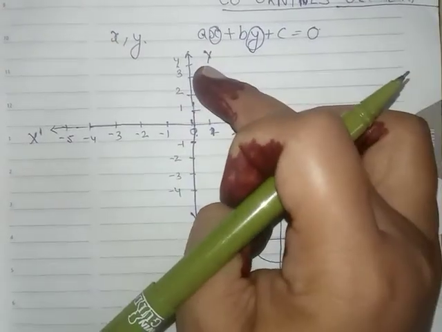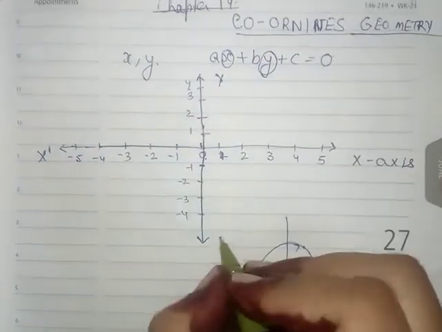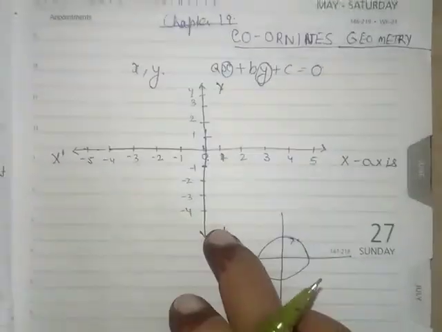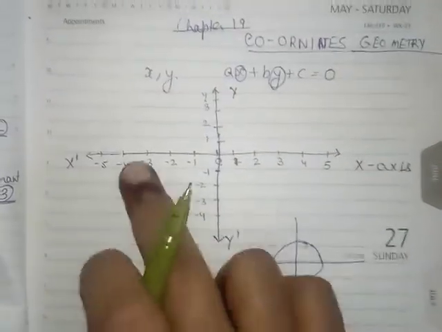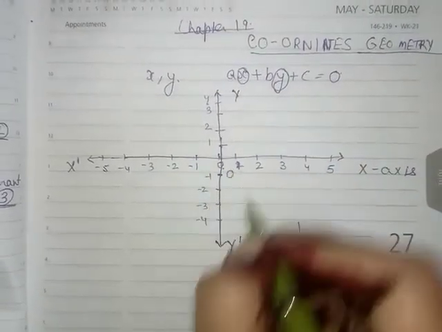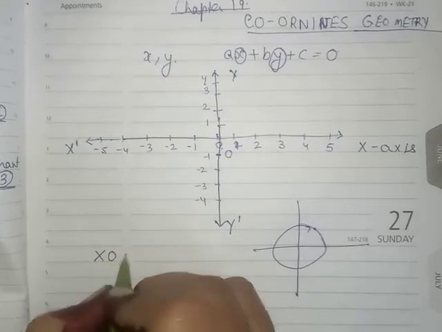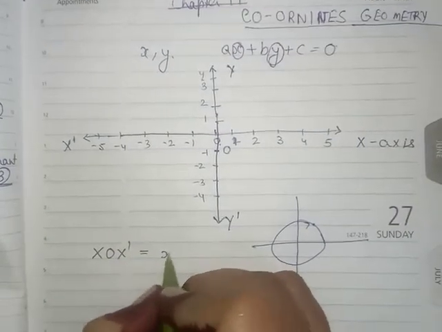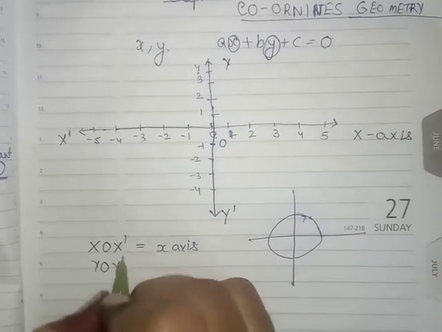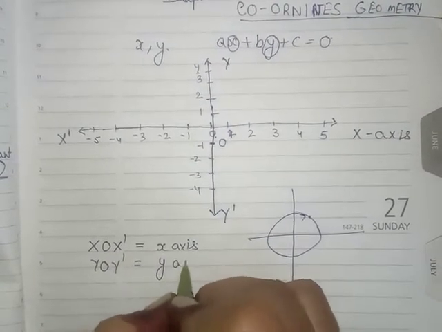So it represents the x-axis and y-axis. In the positive direction, they are normally named, and in the negative direction, in the form of dash. So the line XO, x dash is your x-axis, and YO, y dash is your y-axis.